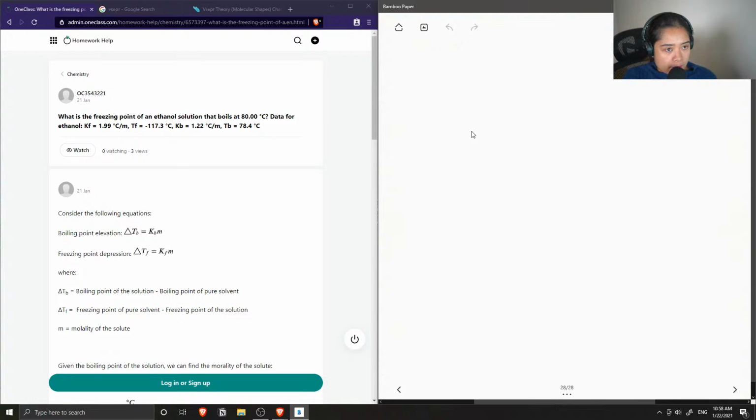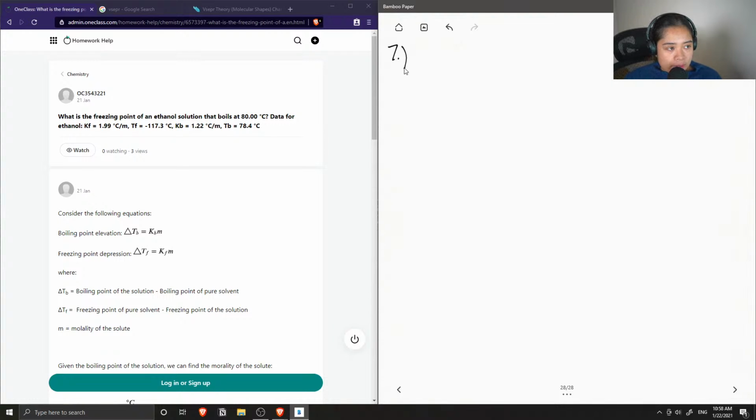Okay, so question number 7. What is the freezing point of an ethanol solution that boils at 80 degrees Celsius? And then they just have the data for ethanol. Kf is 1.99 degrees Celsius over molality. Tf is negative 117.3 degrees Celsius. Kb is 1.22 degrees Celsius over molality. And Tb is 78.4 degrees Celsius.